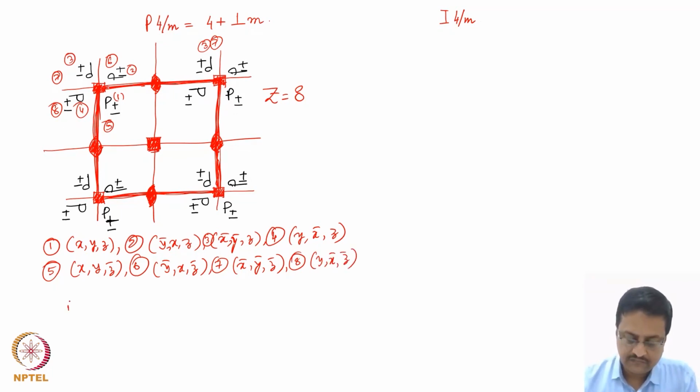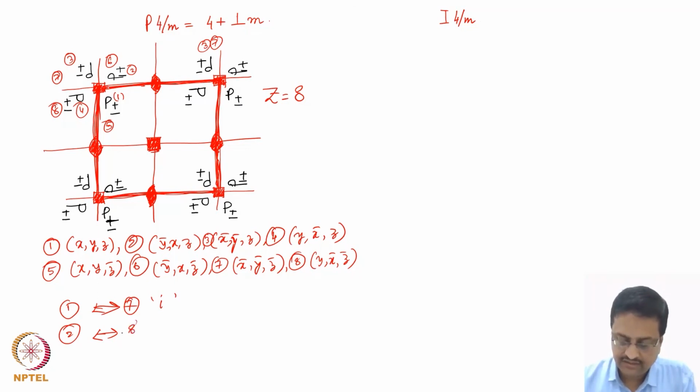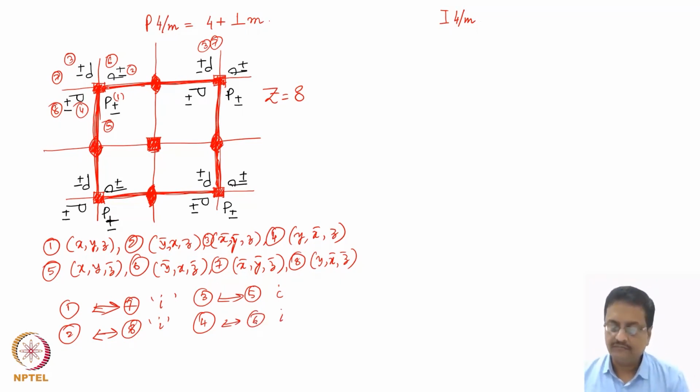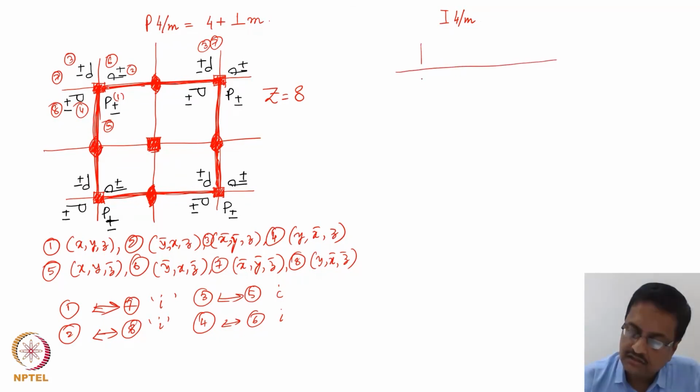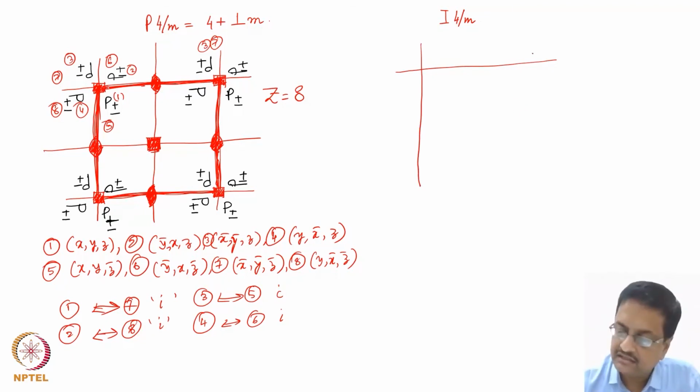So what we see is that 1 and 7 are related by inversion center. 2 and 8 are related by inversion center. 3 and 5 are related by inversion center. 4 and 6 are also related by an inversion center. So this is a centrosymmetric space group compared to the previous ones, which all of them were non-centrosymmetric or rather chiral space groups. So now if we try to draw the corresponding I4 by M in the same line, let us see what new symmetry elements we get by drawing this I4 by M.